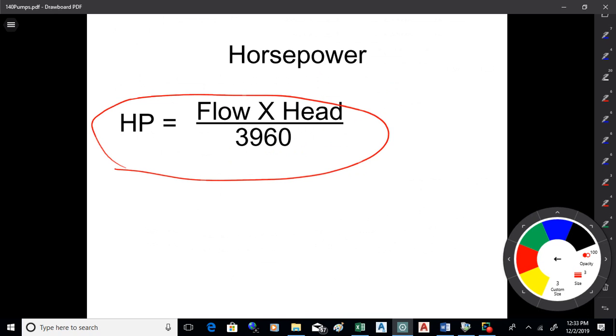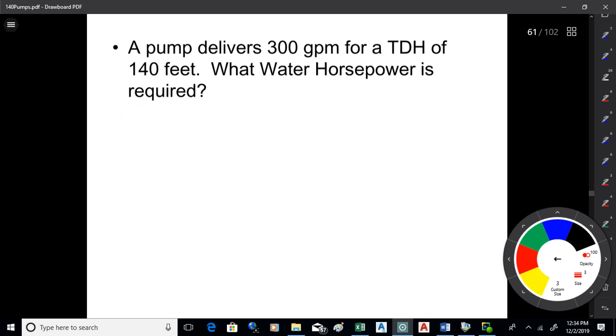So that's the basic way we're going to find horsepower. And really, if you just have that formula, it's pretty straightforward to do. That formula is on the right-hand side in the lower corner is where it's at. So that's the basic formula we're going to use to find horsepower.